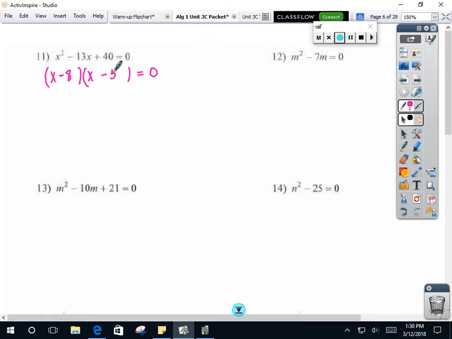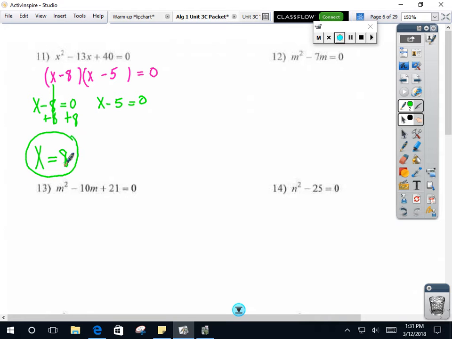Correct. Negative 8 times negative 5 is positive 40, and when you add them, you get a negative 13. So far, though, all we've done is factored it. On these, because they're set equal to 0, they also want you to solve, which is when you do the next step, you set each of the factors equal to 0. And then you just solve each equation. To solve this equation for x, what do you do? Add 8 to cancel it on this side, and you add it to the other side, making x equal 8.